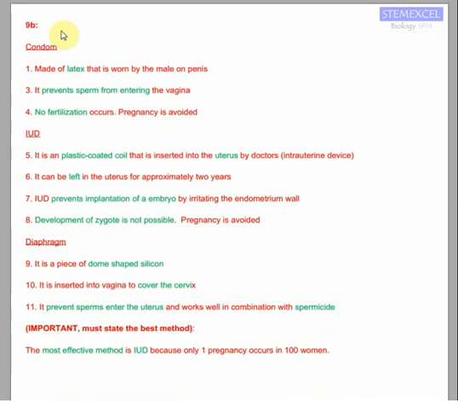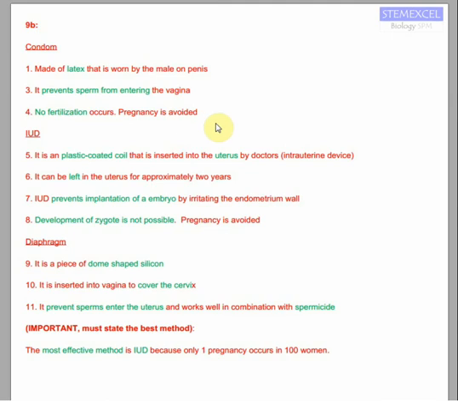So first method is condom. So you should try to have about 3 points for this. So the condom is made of latex and is worn by the male on the penis. It prevents sperm from entering the vagina, and also because of that, you would not have fertilization, and therefore pregnancy is effectively avoided.